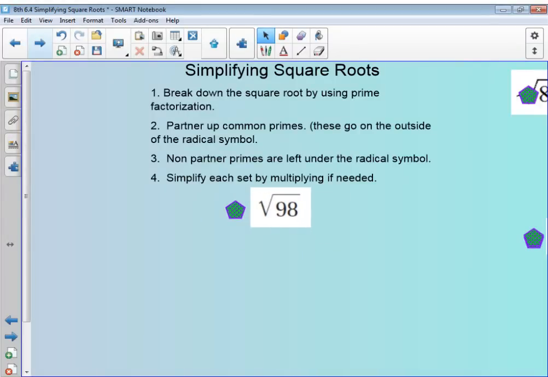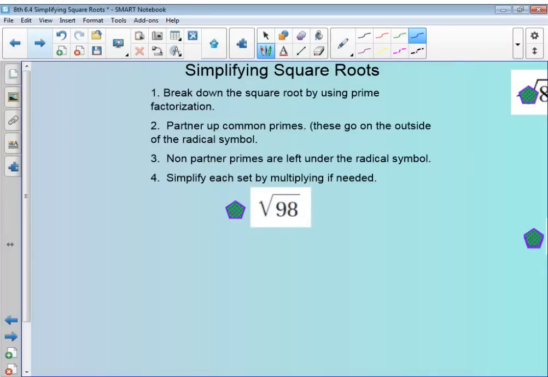Okay, 98. Once again, you can use your calculator to help you break down into your factors. I do not want the square root of 98 as a decimal. I don't want the answer as 9.89. I want you to break it down so that you're left with that non-perfect square.